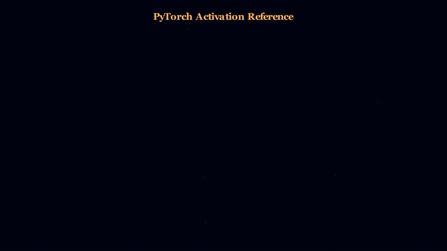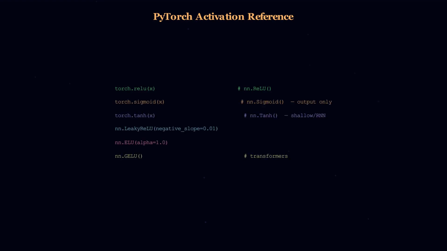PyTorch reference. Every activation in one place. torch.relu of x, or nn.ReLU as a layer. No arguments needed. torch.sigmoid of x, or nn.Sigmoid. Remember, output layer only for binary classification. torch.tanh of x, or nn.Tanh. Shallow networks, or RNNs. nn.LeakyReLU with negative_slope equals 0.01. Fixes dying neurons. nn.ELU with alpha equals 1.0. Smooth negative side. nn.GELU. Transformers and attention models.